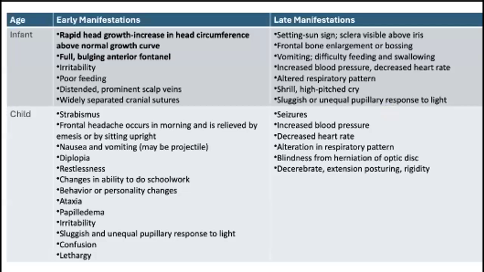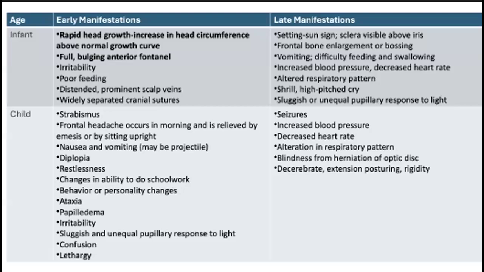Later signs in kids, if that's missed, we're going to see setting sun sign, which is the sclera visible above the iris, and that's because the eye is starting to bulge out. So where we would normally just have the iris, what we're looking at, you then have the white sclera around it because that eye is bulging. We can have frontal bossing, which is an enlarged forehead. And again, the fluid is starting to shift.